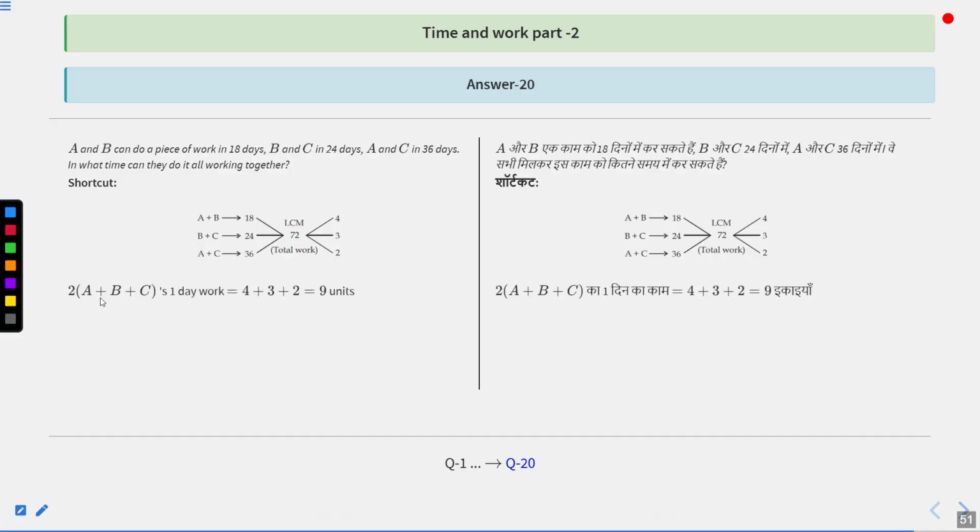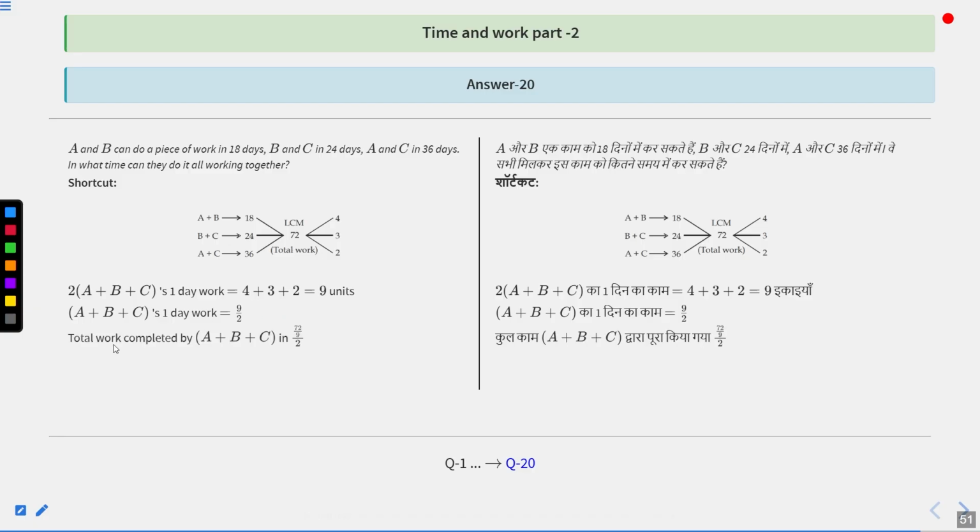Clear? So the combined efficiency of A, B and C together for 2 days is 9 units. So what will be the one day work of A, B and C only? It will become 9 by 2. So total work completed by A, B and C in how many days? It will become total work 72 divided by 9 by 2, which becomes 16 days. 72 into 2 upon 9, which becomes 16 days.